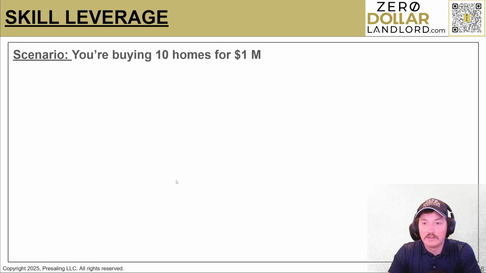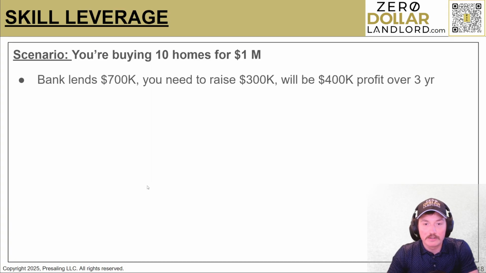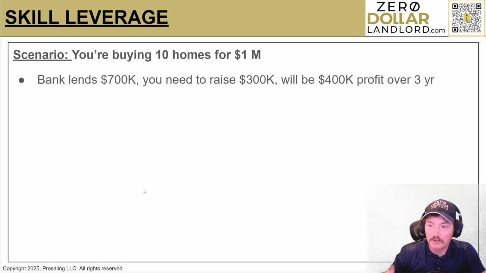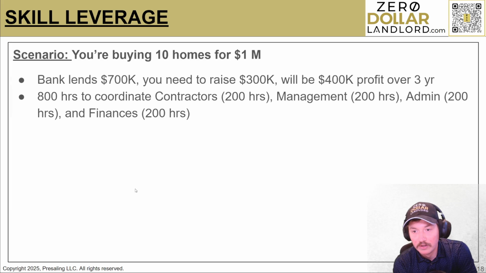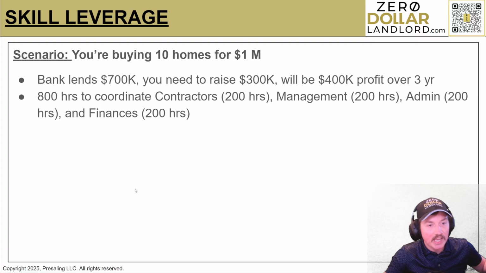If you're buying 10 homes for $1 million each, the bank's going to lend 700K. You need 300K, and then you're going to profit 400K. Let's just say those are the numbers. It's going to take you 800 hours total in this scenario: contractors, management, admin, and finance. In reality, there's a couple more categories, but I'm just going to use these 4.